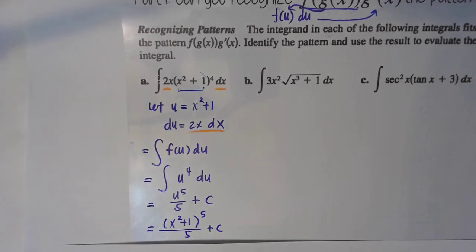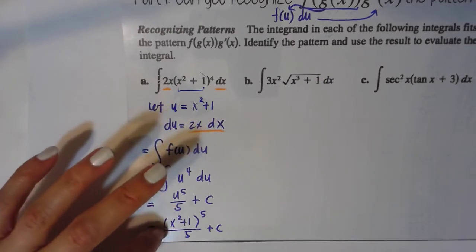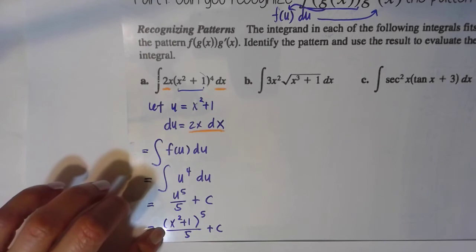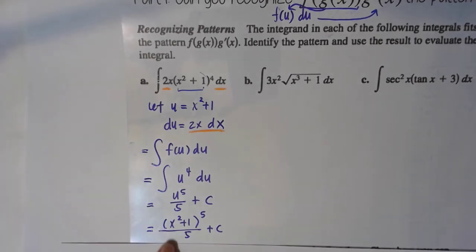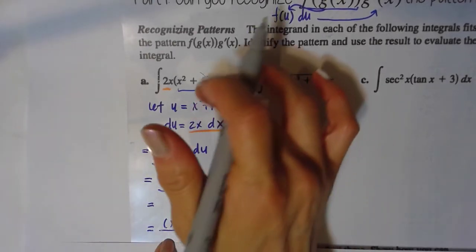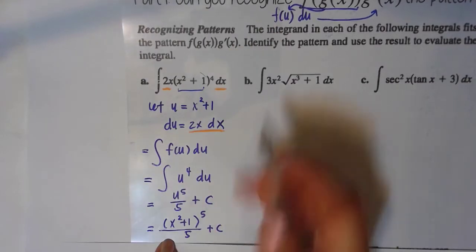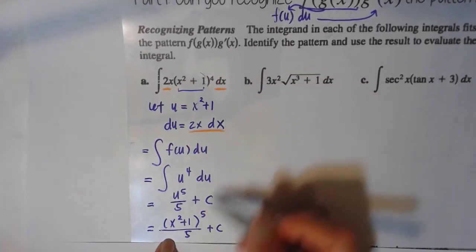Don't worry, we're going to do a few and you're going to see a lot of patterns. But how do we check that this is correct? How do we check to see if the antiderivative is in fact equal to this? Isn't this the derivative of this guy? So do it that way.